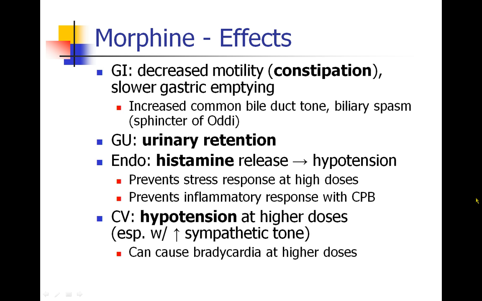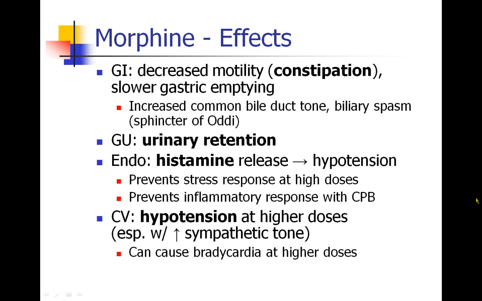This is called the sphincter of Oddi, and so some patients who have gallbladder disease or are having gallbladder surgery, you may want to reconsider whether you should give an opioid medication, as it could impair clearance through the biliary system. Similarly, in the genitourinary system, we see urinary retention.